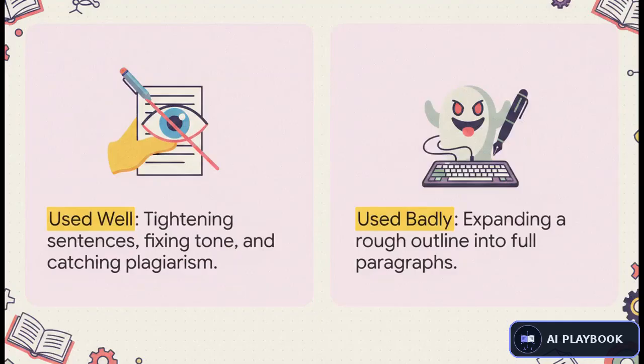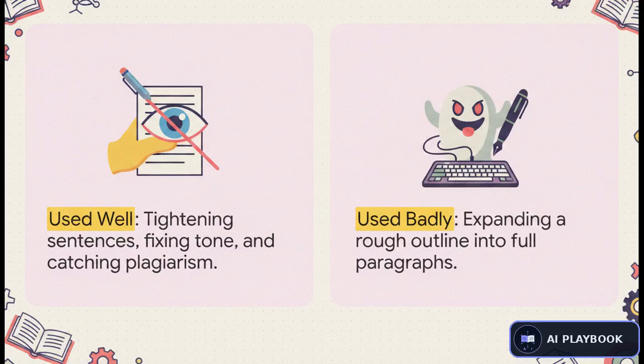Grammarly has evolved way, way past just putting those little red underlines under your typos. When used well, it acts as this highly trained second pair of eyes on a paper you actually wrote. It tightens up run-on sentences, it catches when your tone is just a bit too casual for a strict academic paper, and it flags unintentional plagiarism before your professor's software does.